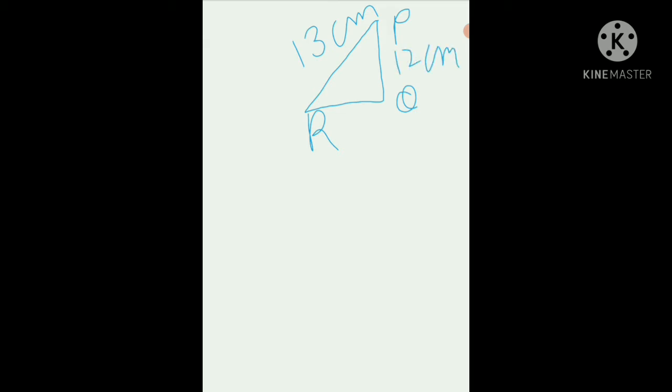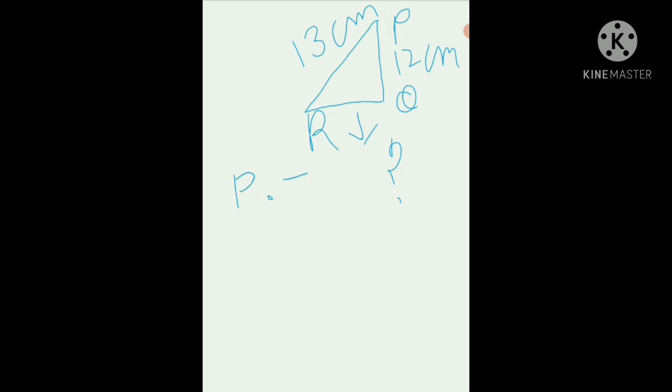So how will you find it, that I'm going to explain. First of all I'm going to draw the triangle, and let us name it P, Q and R. Now in the question it is already given that PR is 13 centimeter and PQ is 12 centimeter. Now we have to find this QR, so QR is question mark. How to find that I'm going to explain. So we will apply Pythagoras theorem here.